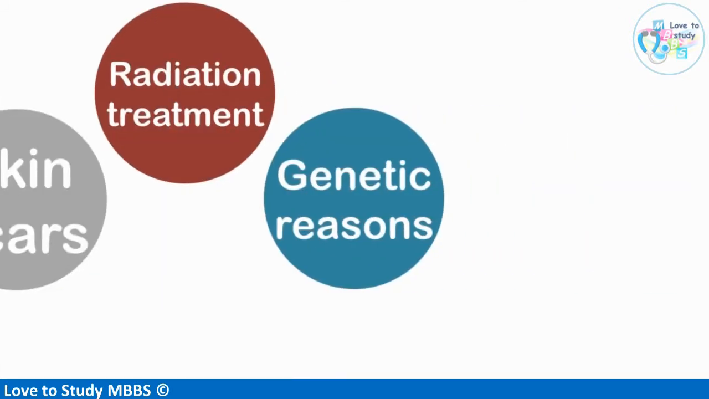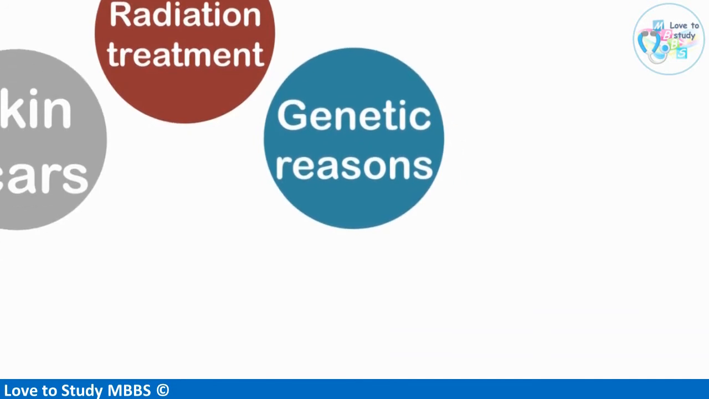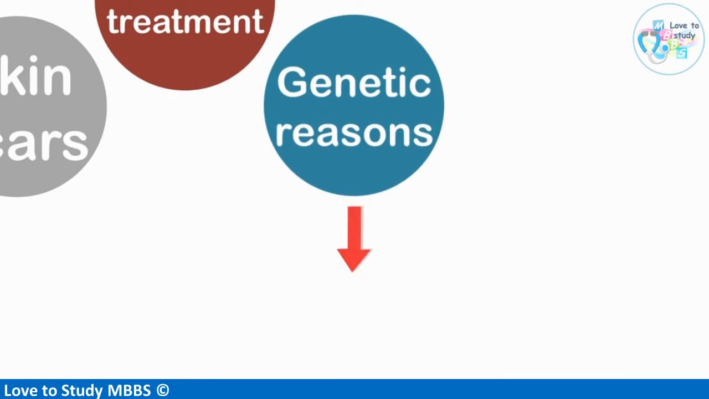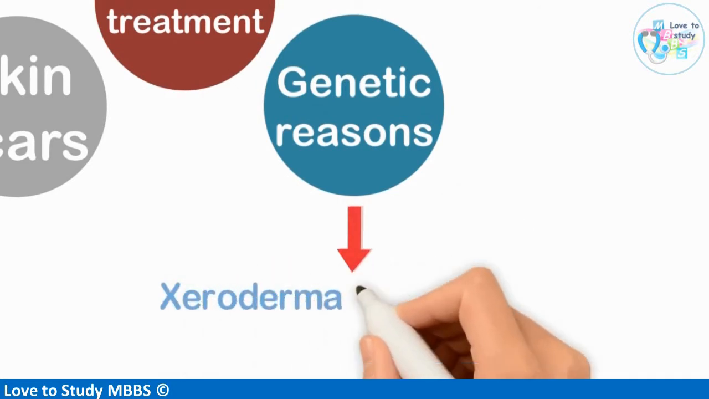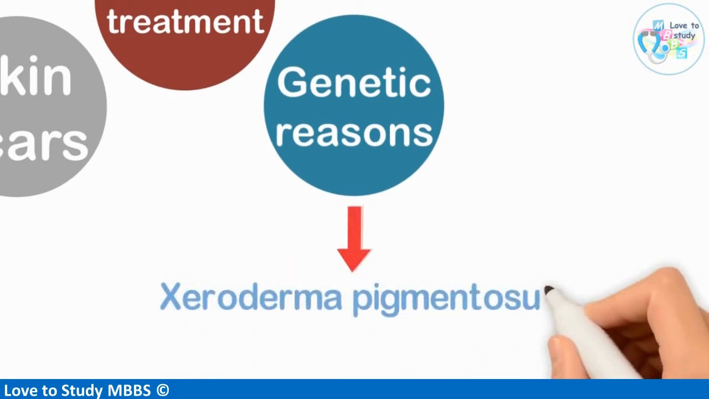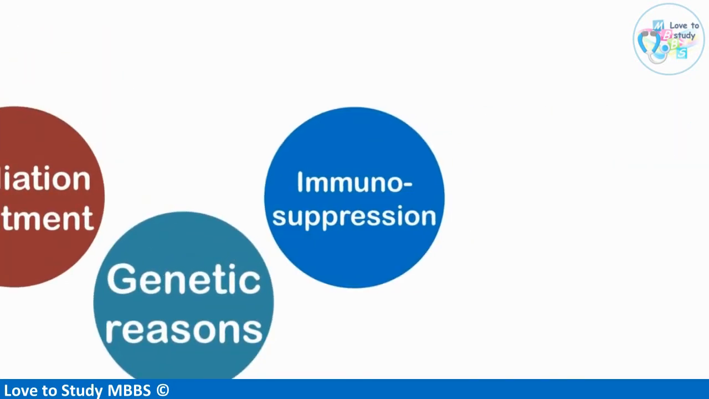There are genetic reasons for getting skin cancer, including malignant melanoma. Patients can rarely have an underlying genetic condition called xeroderma pigmentosum, which carries an increased risk of skin cancer, as can other underlying genetic diseases. Immunosuppression for any reason will predispose a person to develop skin cancer of any type.